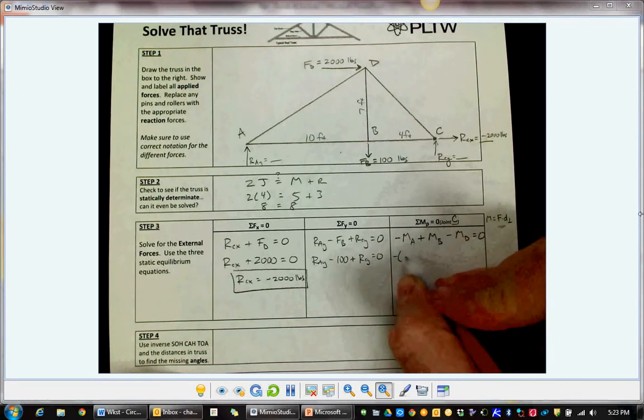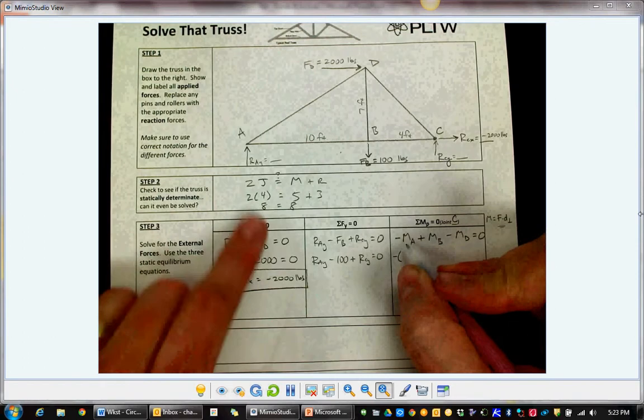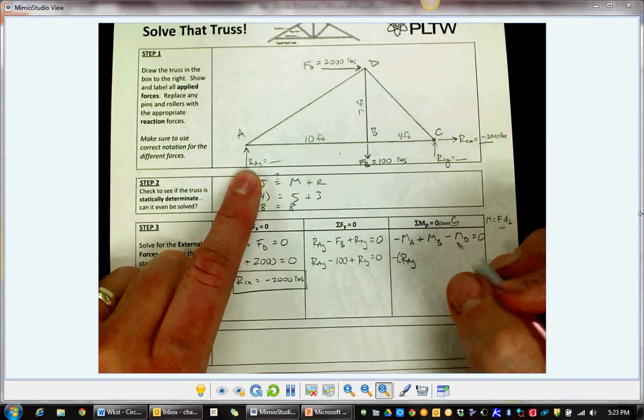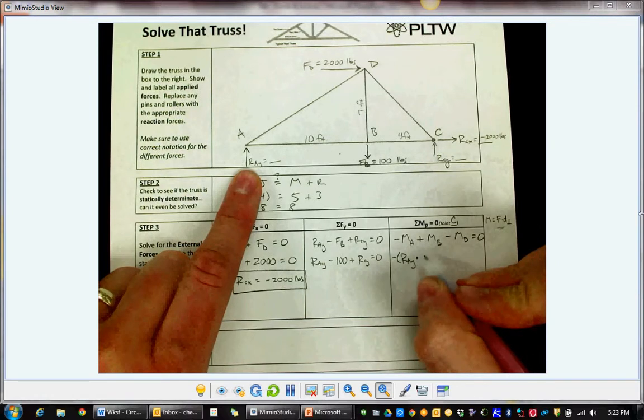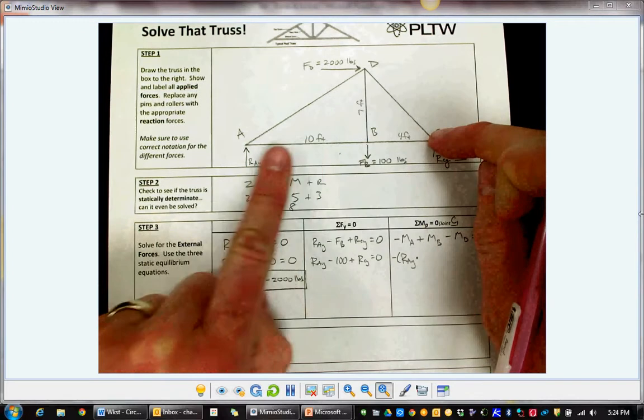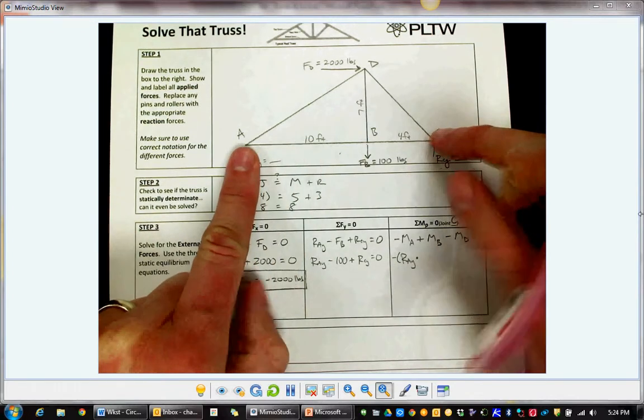So negative moment from A. What's the force at A? It's RAY. We don't know its magnitude, but it's RAY. And the distance away from the fixed point, all the way over here, that's 14 feet away.